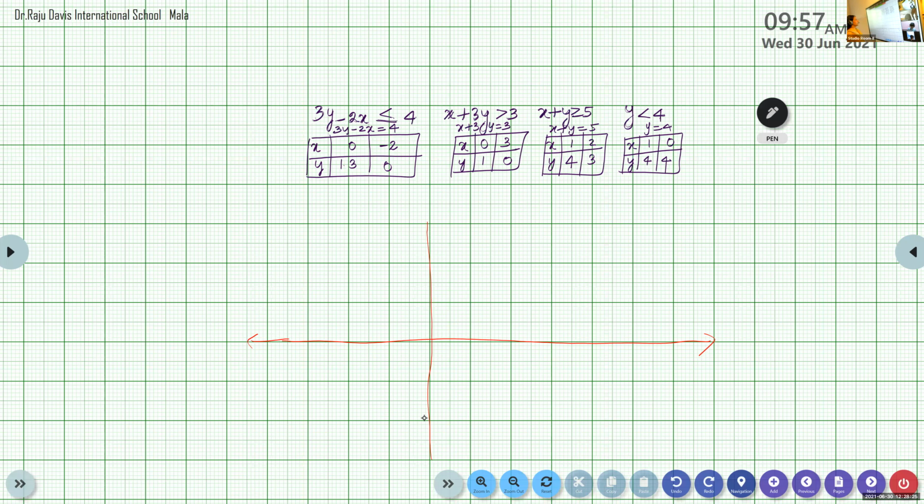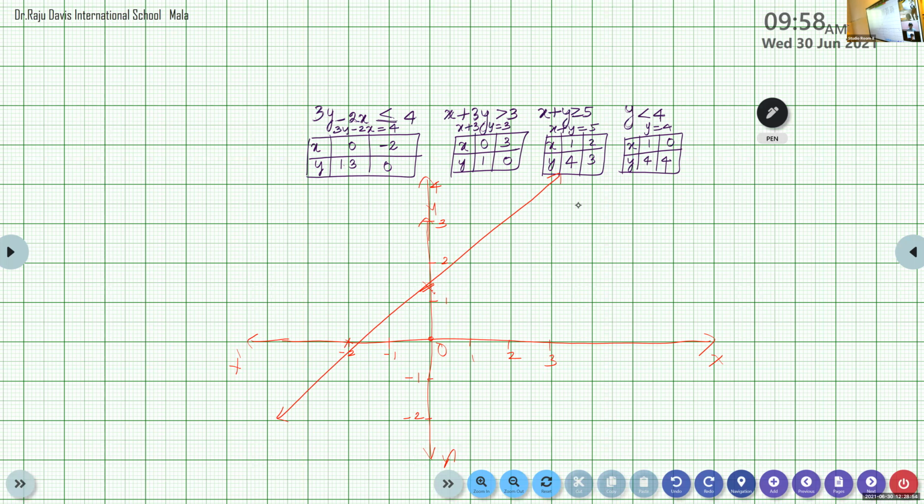Now if you take the first one, x is 0, y is 1.3. So somewhere here, x is minus 2, comma 0. I think this is the same line we drew earlier, the first one, isn't it? And when you substitute 0, 0, 0 is less than 4. So you'll be getting the region which is below this line.